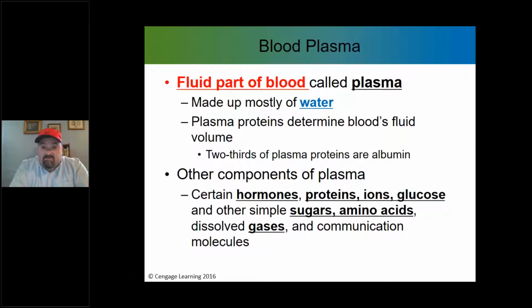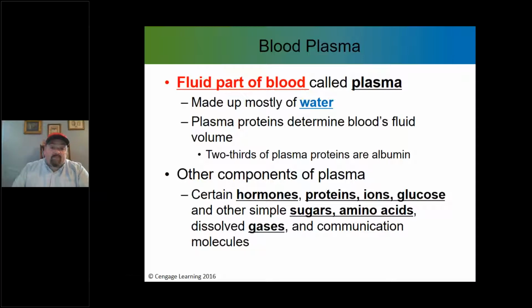I mentioned to you just before that the fluid portion we call the plasma is primarily made up of water. And you'll notice here that plasma proteins determine the blood fluid volume. An important aspect of the blood is that it contains these proteins. These plasma proteins will help carry substances in the blood. Different things can piggyback onto these plasma proteins, and in particular, albumin is one of them. The highest amount of plasma proteins would be in the form of albumin.